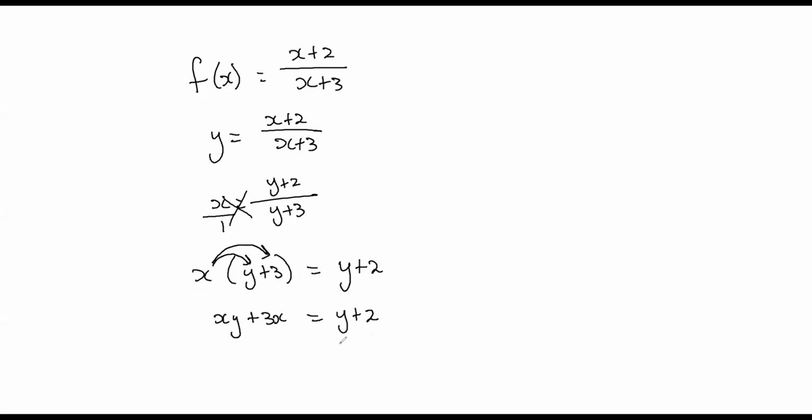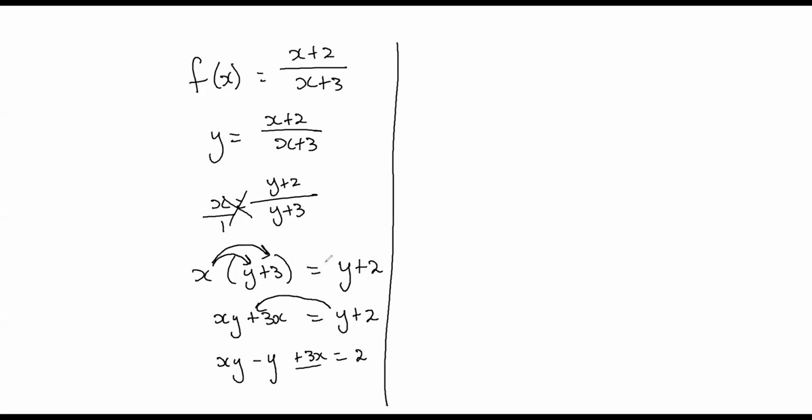And now we go back to our regular scheduled program. We had to get all the y's on our side by themselves. So let's say bring this one across. So we'll have xy minus y. And now we had to move across this, right? So then we'll have xy minus y is equal to 2 minus 3x.